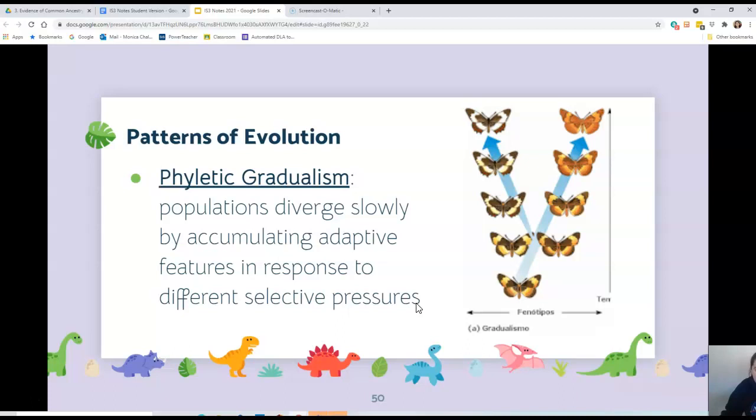Phyletic gradualism is when populations diverge slowly by accumulating adaptive features in response to different selective pressures. That can be something as simple as climate change, or it could be environmental. Where Chernobyl occurred, you have lots of mutations occurring very rapidly, and the pressure on that ecosystem is very strong, so that will have very significant changes in a short amount of time. It doesn't always happen that way. It can be much slower, like we saw on the biozone page.